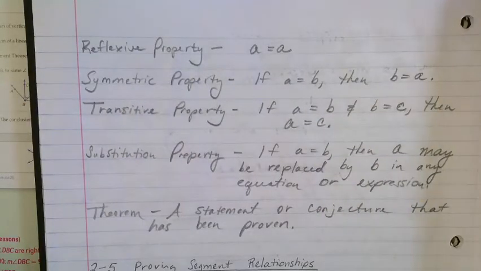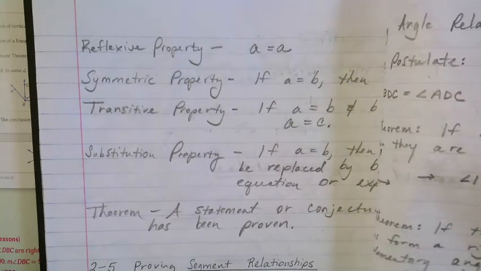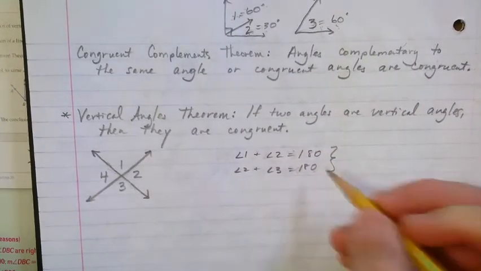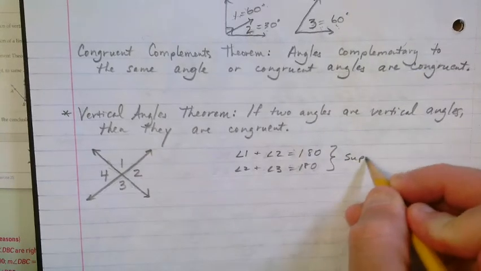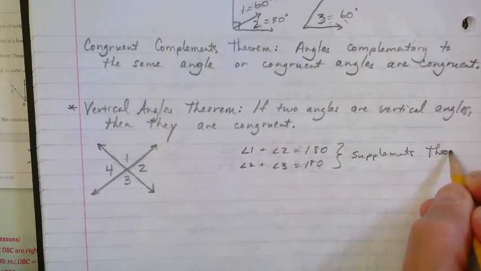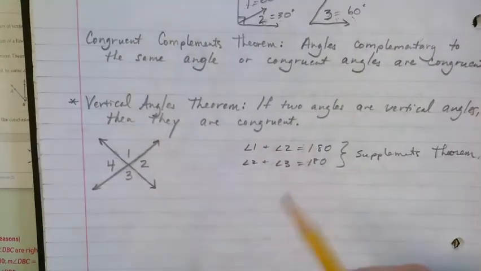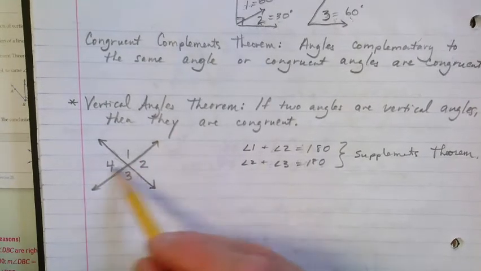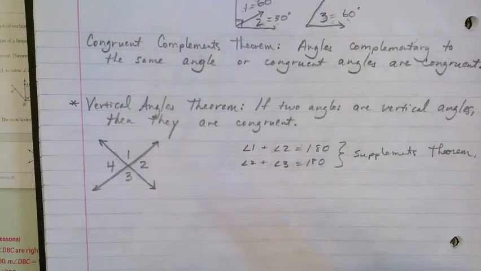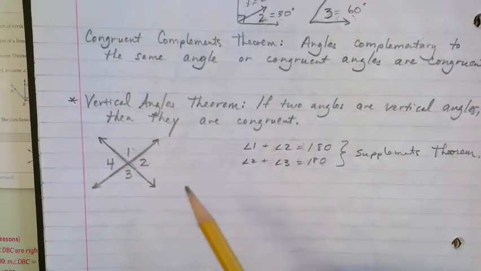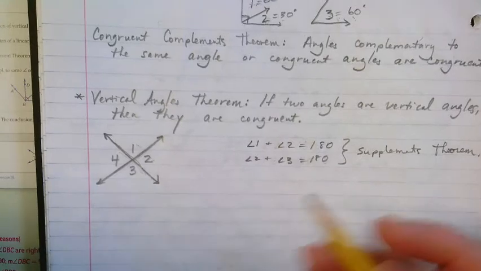Now, as I look back, the supplements theorem says this: if two angles form a linear pair, then they are supplementary. I came up with this equation because of the supplements theorem. I could say given, but we really weren't given that. We were given the fact that we had vertical angles, or that the lines were intersecting. But yes, this is a linear pair between 1 and 2, and this is a linear pair between 2 and 3. Now I'm right back into the mode that we did before.